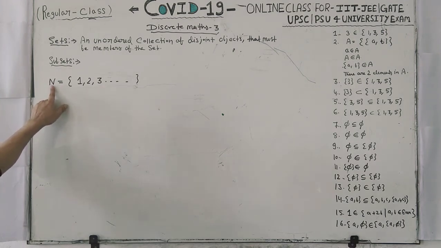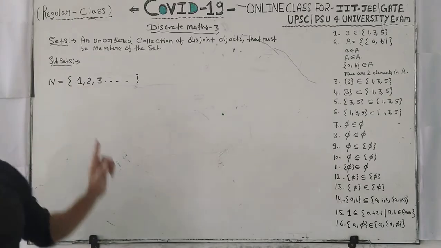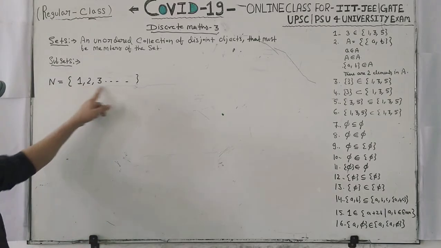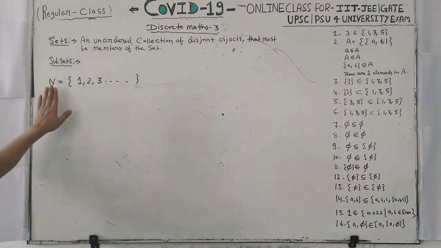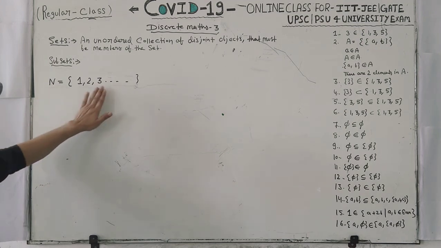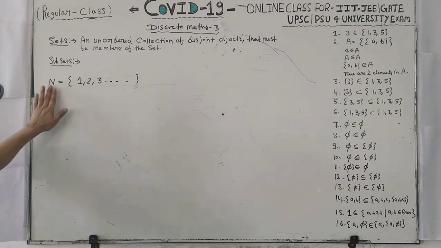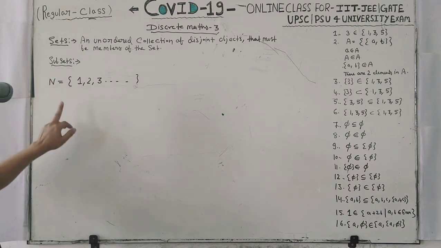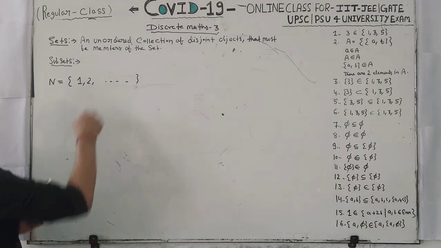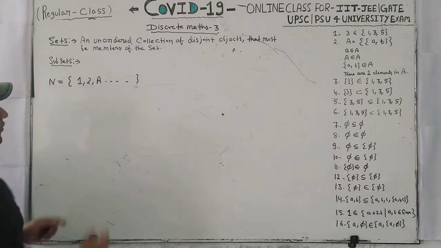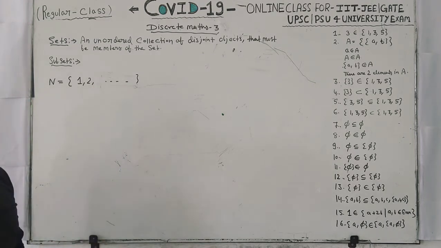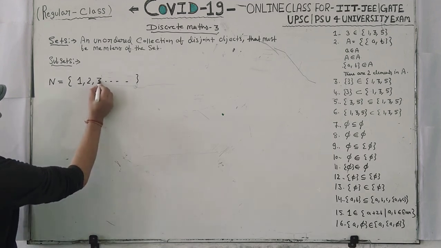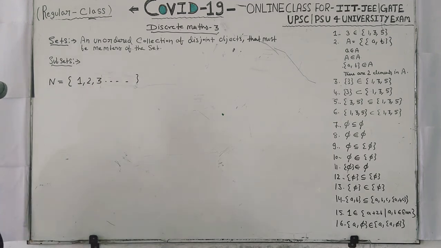This is the symbol for the natural numbers. It starts from 1 and goes on. So in this set, all the elements belong to the natural numbers, meaning all the numbers are taken from the natural numbers. We cannot write like this in a set. This is not a set, because all the elements are not similar.